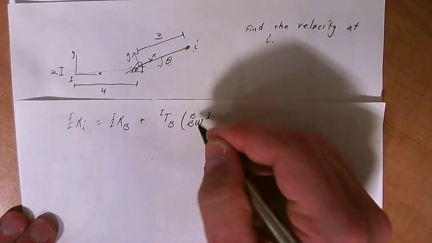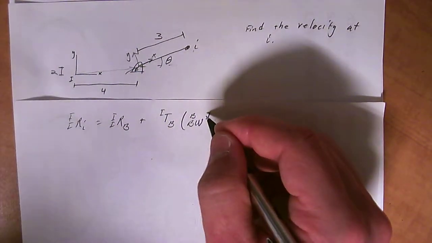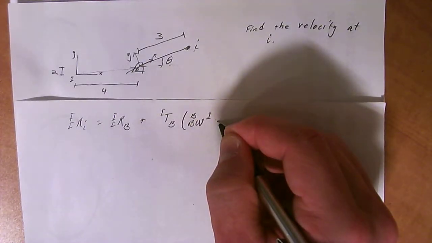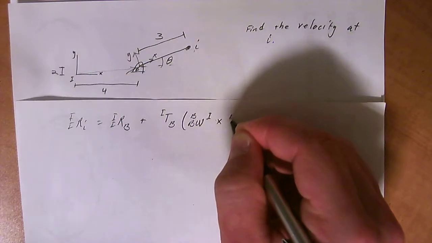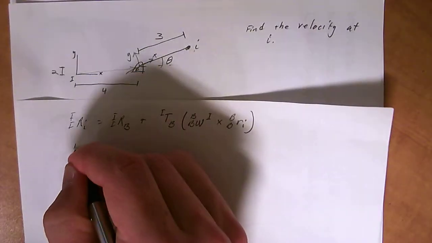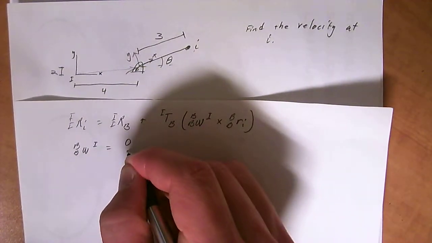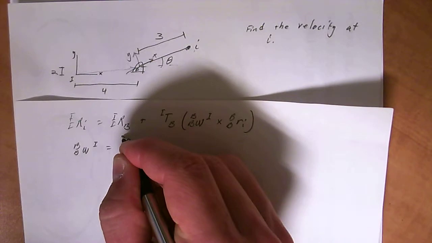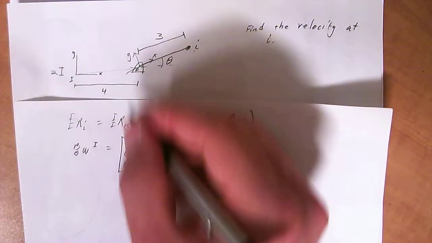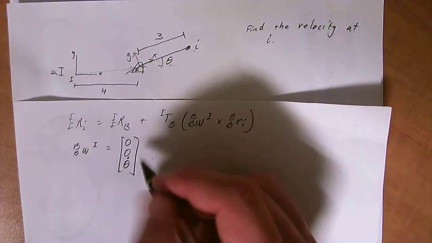So the angular velocity vector of I, with respect to I from B to I, cross B, Ri, the position. We know that B omega I is equal to 0, 0, theta dot. This is because we only have a rotation around the z-axis of theta. So then B omega I will be theta dot in the z position of this vector.